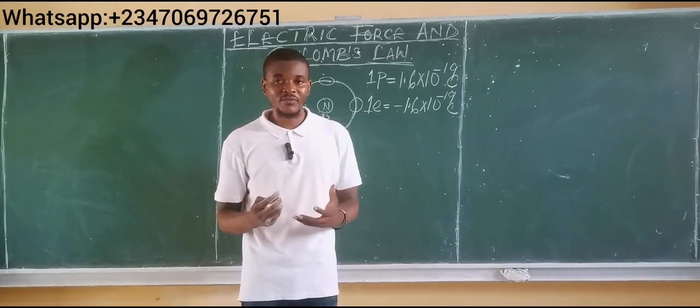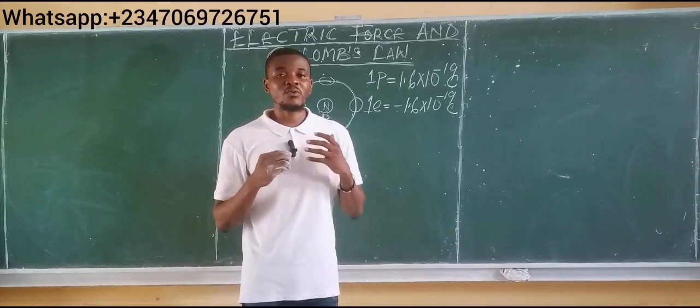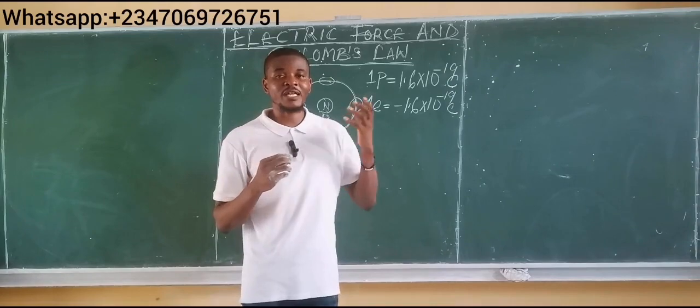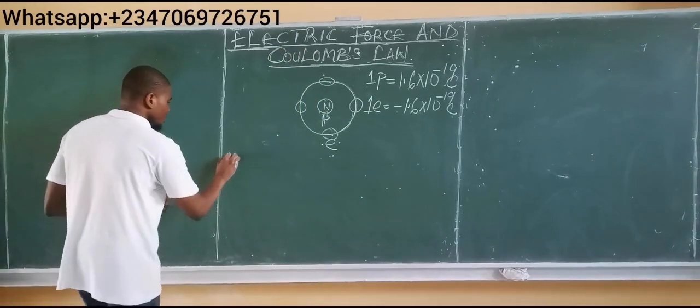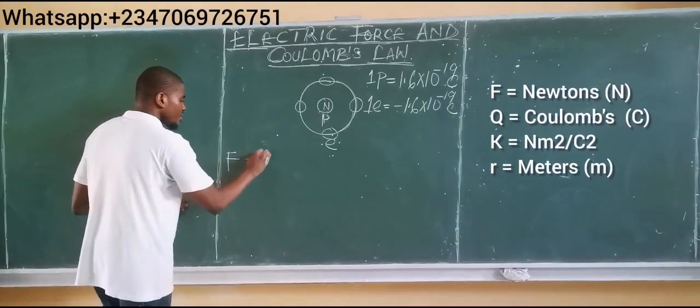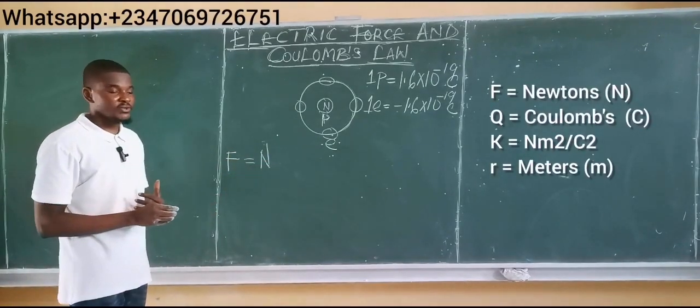So it means that the electrons and the protons of that particular object are the same. Keeping this in mind, let's now move to all the vital units for Coulomb's force of attraction. Usually, we know that force is always measured in Newton. So the Coulomb's force is measured in Newton.